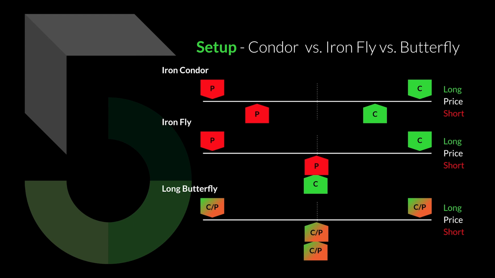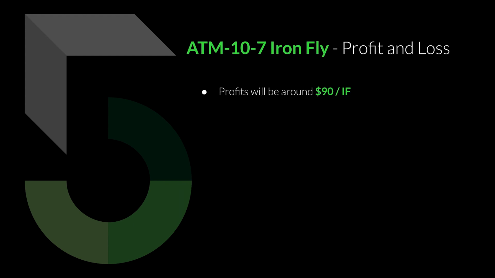But I was testing the iron condors in my first several iterations, and now I think I am liking the iron fly setup a little bit more, and I'll show you the reasons why as we continue. So I'm looking to get a profit of around $90 for every iron fly that I enter. I'm entering for about $6.